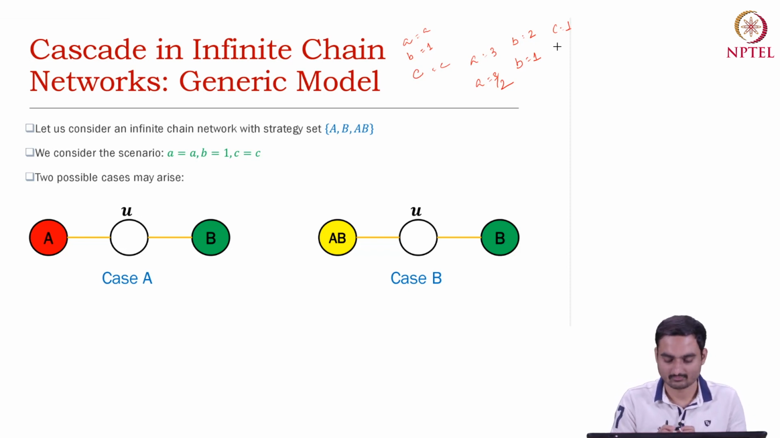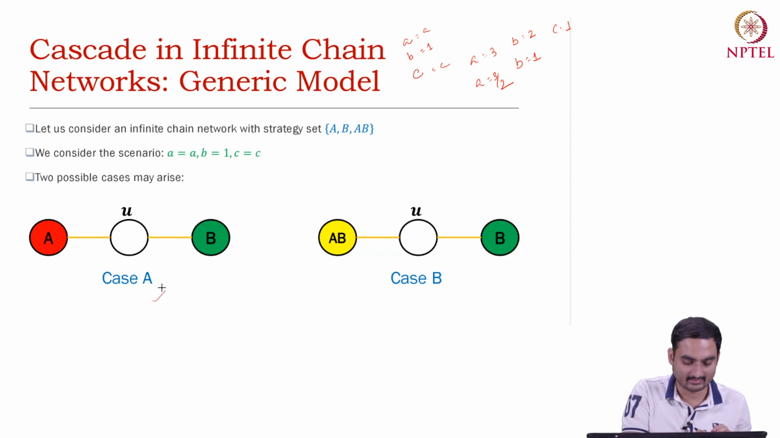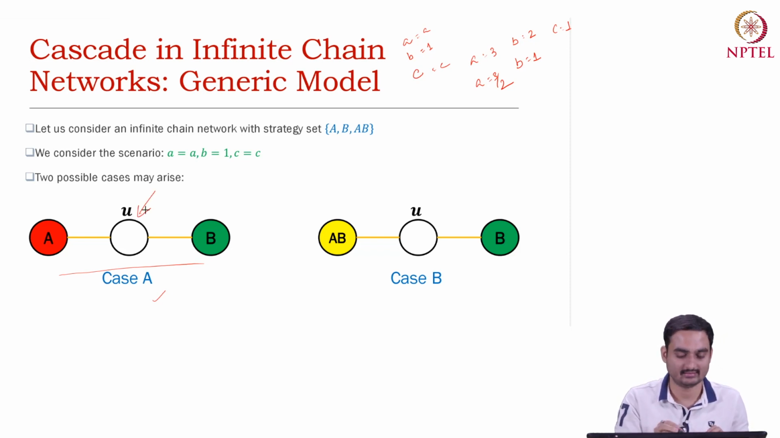And we will discuss two cases. Case 1 is like this. We will decide the strategy depending on the neighbor strategy. U has two neighbors. One neighbor has adopted A and the other neighbor has adopted B. In case 2, one of U's neighbors has adopted AB and the other has adopted B.